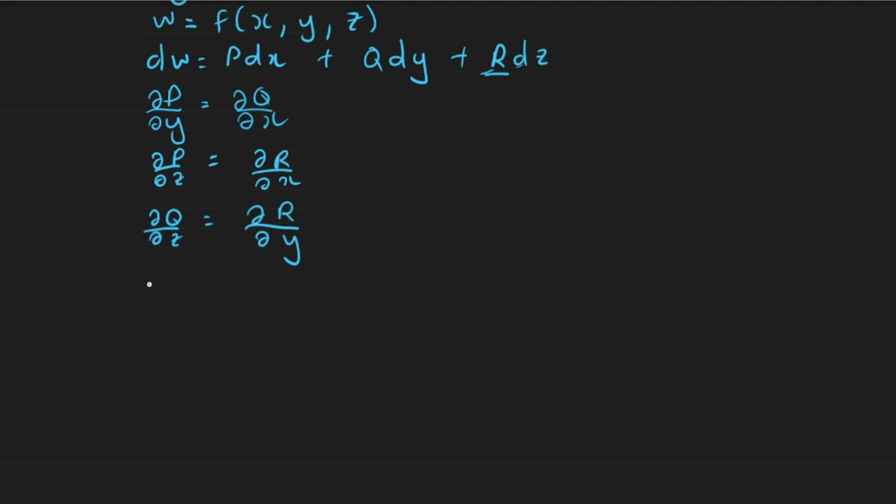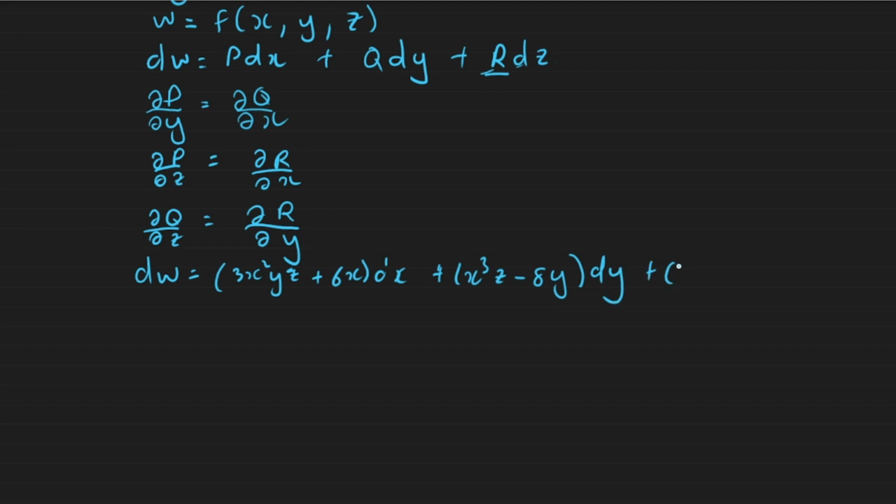So let's just look at a basic example to illustrate this point. We could have dw is equal to (3x²yz + 6x) dx plus (x³z − 8y) dy, and lastly plus (x³y + 1) dz. So let's apply our constraints.